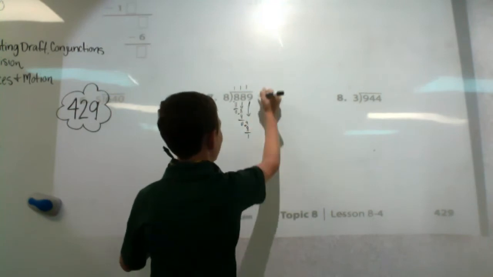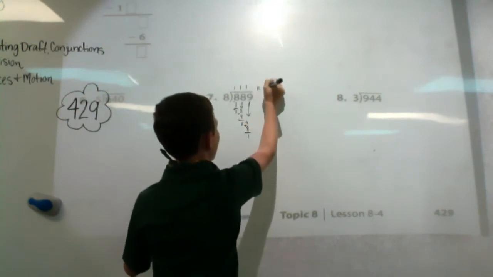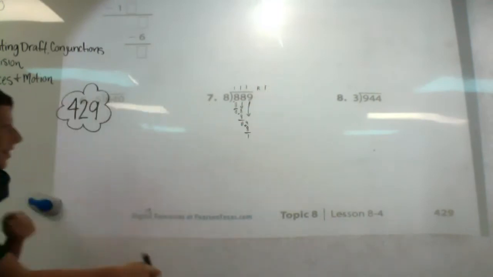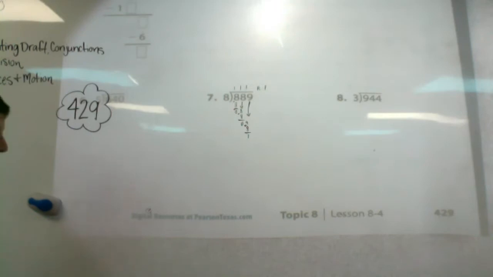Now he brought down the 9. 8 will go into 9 one time. 1 times 8 is 8. Dealing with a lot of 8s today. And 9 minus 8 equals 1. So he's got a remainder of 1. That was easy. That was some speedy math.